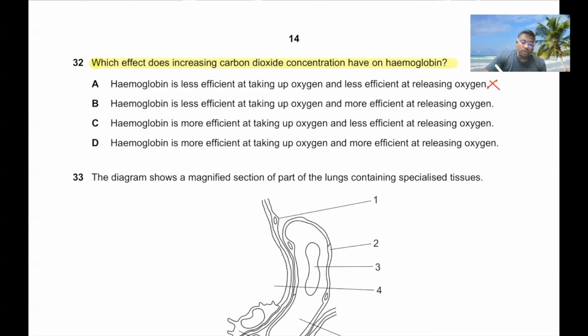Hemoglobin will be more efficient in releasing oxygen. Hemoglobin is more efficient at taking up oxygen and less efficient at releasing oxygen. Question number 32. Which effect does increasing carbon dioxide concentration have on hemoglobin? You see, hemoglobin at high concentration of carbon dioxide will be less efficient in taking in oxygen, but more efficient in losing oxygen. So B should be the correct answer. Hemoglobin is less efficient at taking up oxygen and more efficient at releasing oxygen.